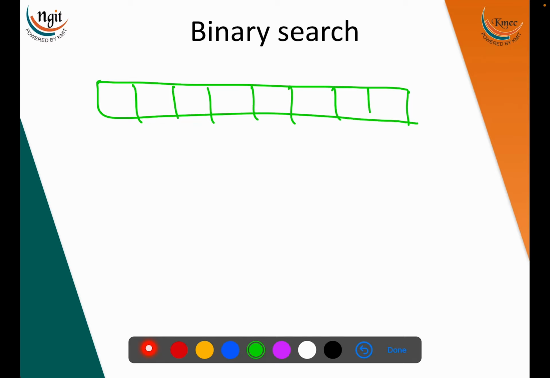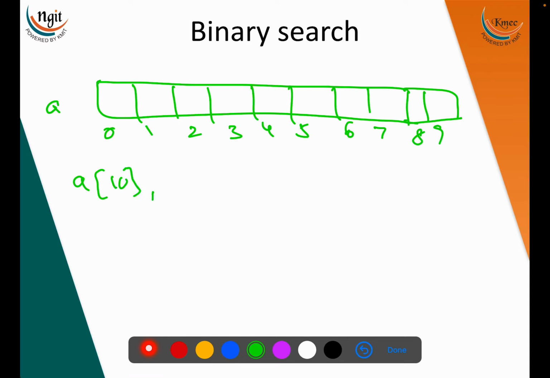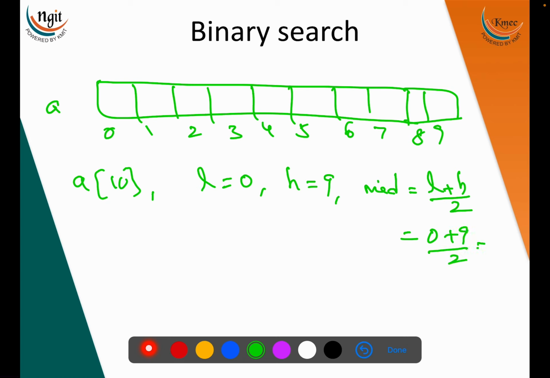Assume that this is an array of 0 1 2 3 4 5 6 7 8 9. So an array of 10 elements, A of 10, and here the low value is 0, the high value is 9. So find out the middle element. Middle value is equal to (low plus high) by 2. So that is (0 plus 9) by 2, which is 4 after applying the floor value. So you'll get 4, correct?